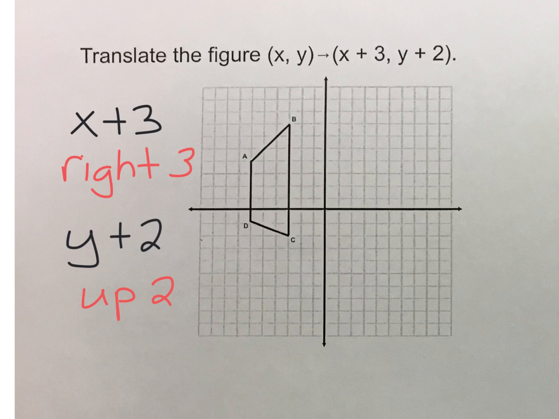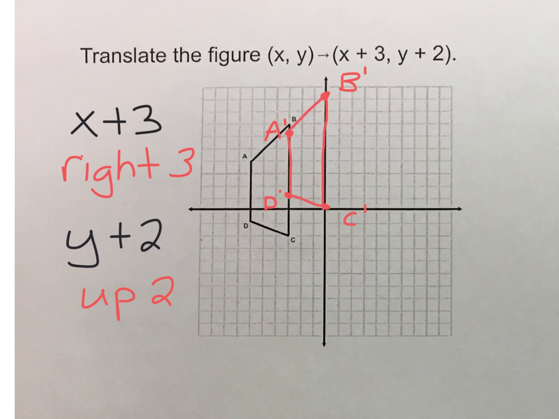Okay, so does it matter what point I start with? Nope, I'm going to pick B. What do I need to do first? Right 3 and then up 2. And then what do I label it? B prime. Yep. What about C? What do I do with C? Same thing, right? There's a pattern happening. You're going to do the same thing to each one. And we have C prime. What about D? Same thing. And then A. Same thing. So you're going to follow the same rule the whole time.